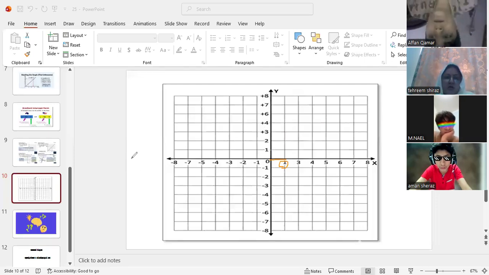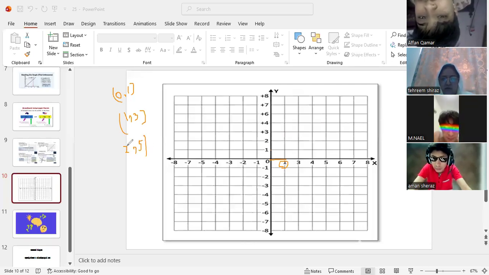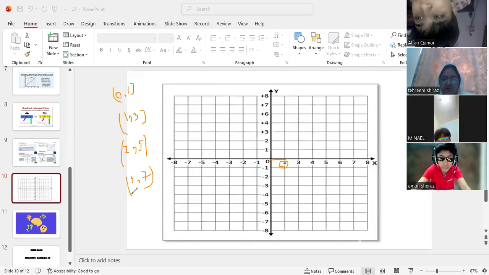Right? Now, the first plotting point was if x was 0, y was 1. The second plotting point was if x was 1, y was 3. The third plotting point, x was 2, y was 5. The fourth plotting point, x was 3 and y was 7. Is this clear? Now we just need to plot the points on a piece of graph paper.